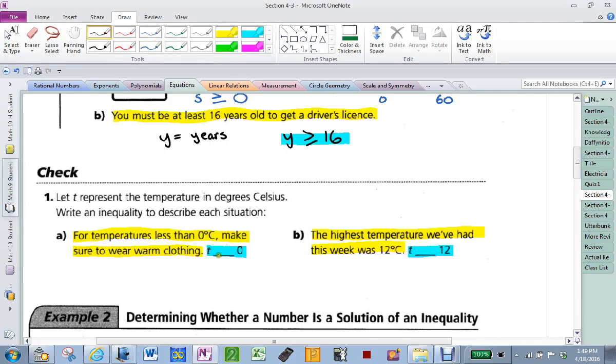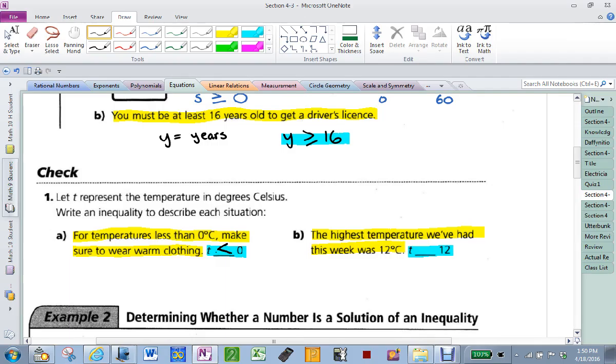In English, for temperatures less than 0, make sure you wear warm clothing. So when do you want to put your warm clothing on? When the temperature is what? 0 or less? Or less than 0? Which is it? Less than 0. So do I want an equal sign? No, because it is less than 0. It is not equal to 0. The question says, when it's less than 0, I want to put on my warm clothing. Yes. Now, look at the next one.